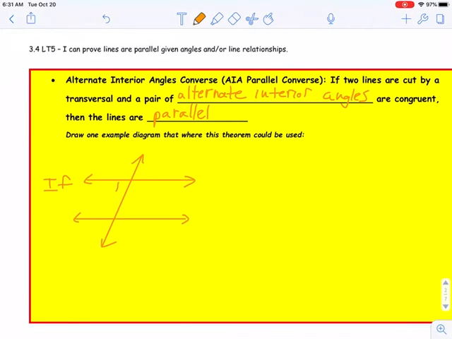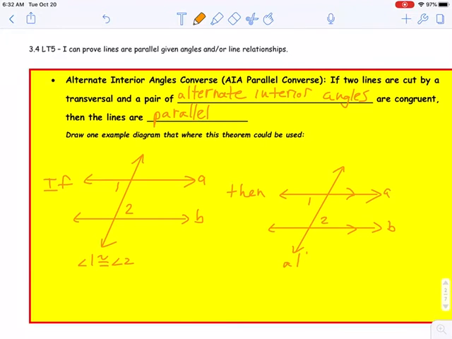Okay, now we're going to call that angle 1 and angle 2 again. If angle 1 is congruent to angle 2, then the lines are parallel. All right, that's another way.